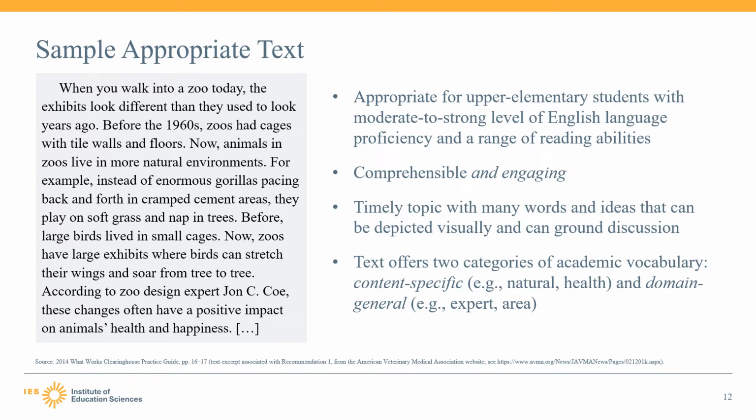And in particular, of special value for English learner students, the text offers 2 categories of academic vocabulary, one that is content-specific and one that is domain general. You may have noticed words like natural and health, which are more specific to a scientific instructional context, and then other words like expert and area that are used across content areas in elementary education.